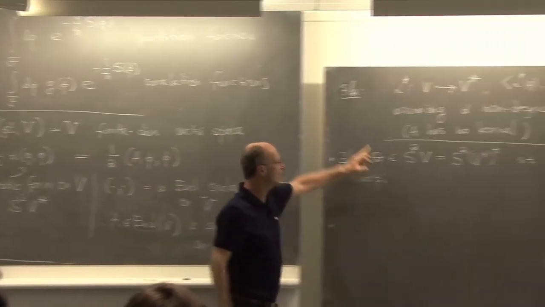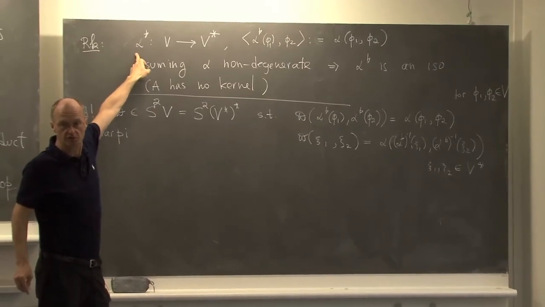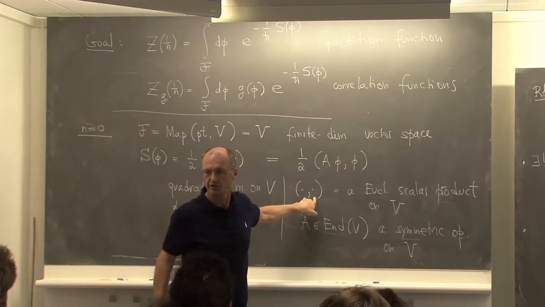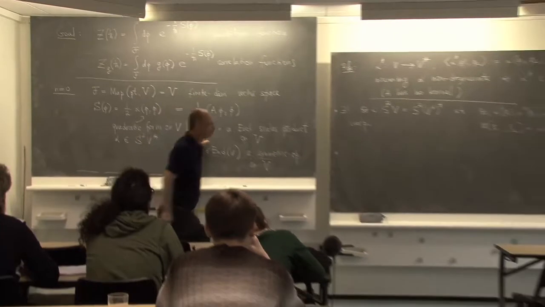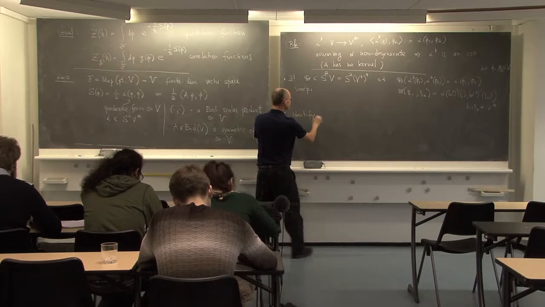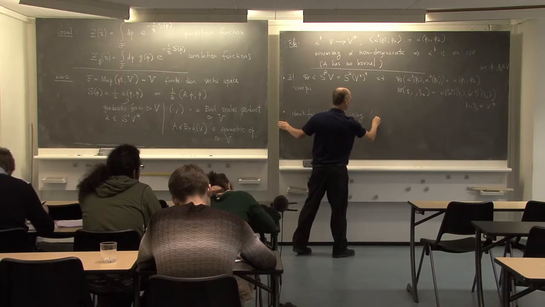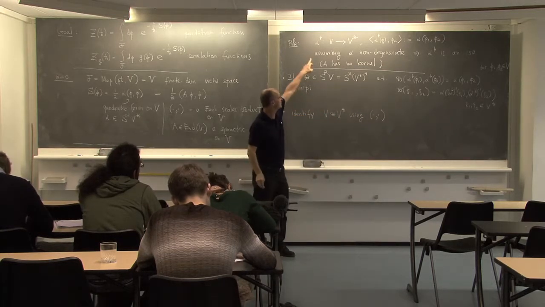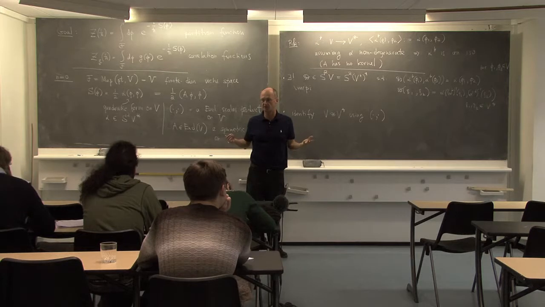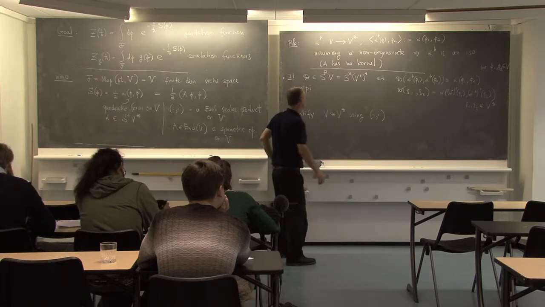So you see here I'm identifying V and V star using the quadratic form alpha. I can also identify V and V star using the scalar product, right? That's another quadratic form. Note that this is a different identification, right? So V and V star are isomorphic to each other in many ways. And now I've chosen a different identification of V and V star.